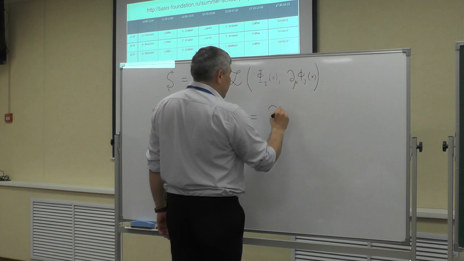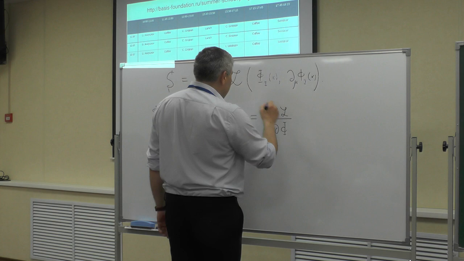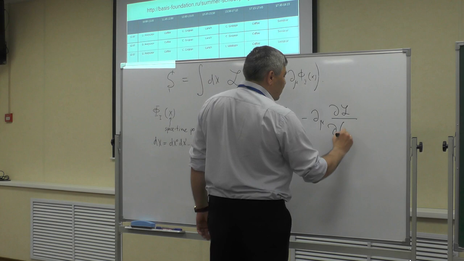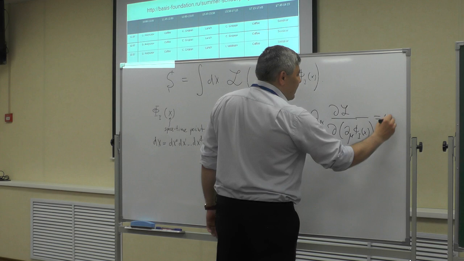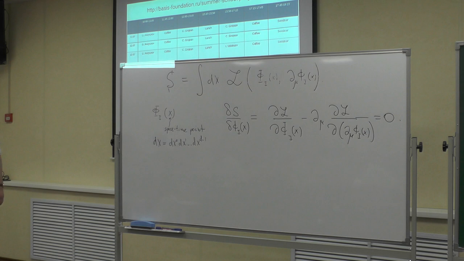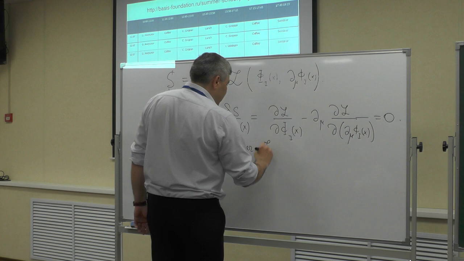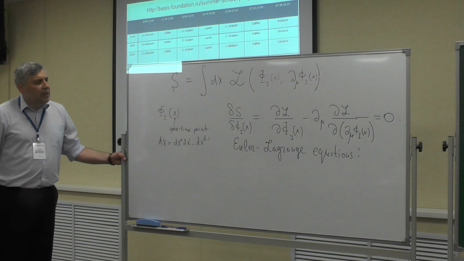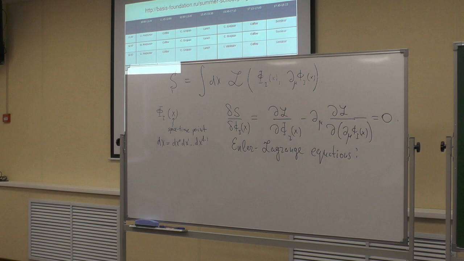following equation. The derivative of the Lagrangian density with respect to the fields minus the derivative d mu of the Lagrangian with respect to d mu phi I of x equals zero. And these are the fundamental equations known as the Euler-Lagrange equations. So this is a starting point for the Lagrange equations. This will be our starting point to discuss the formalism of classical field theory and later on quantum field theory.